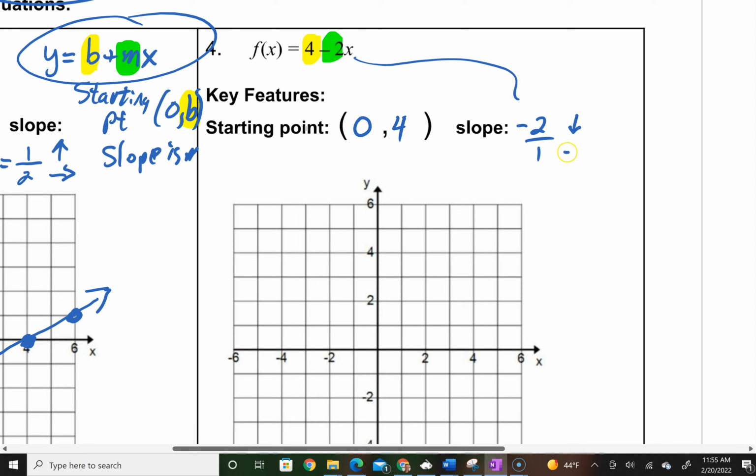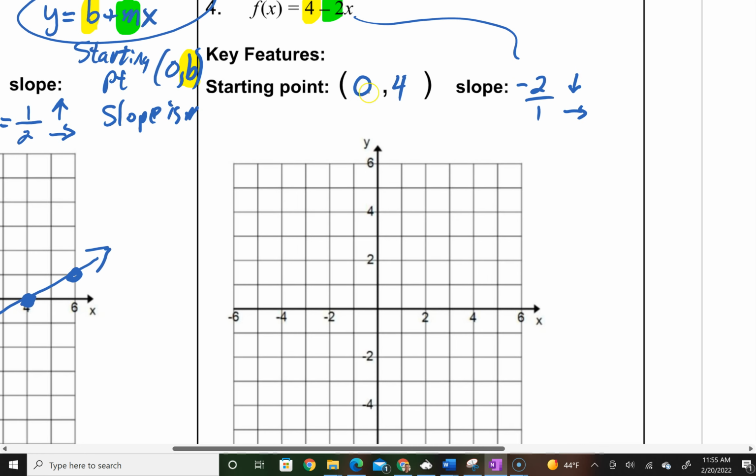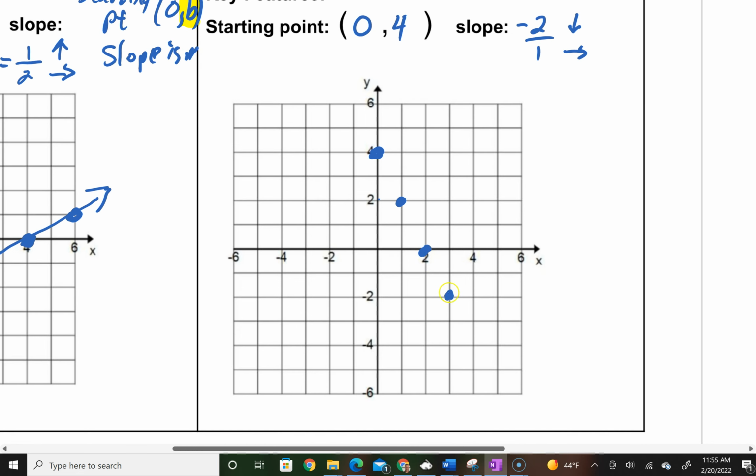And that means we go down 2 steps, we're going to go 1 step to the right. So let's get started. Your starting point is going to be right here. That's 0, 4. I'm going to go down 2 steps, 1 step to the right. Down 2 steps, 1 step to the right. I'm going to keep doing this. And as you continue to do this, you should see a line forming.